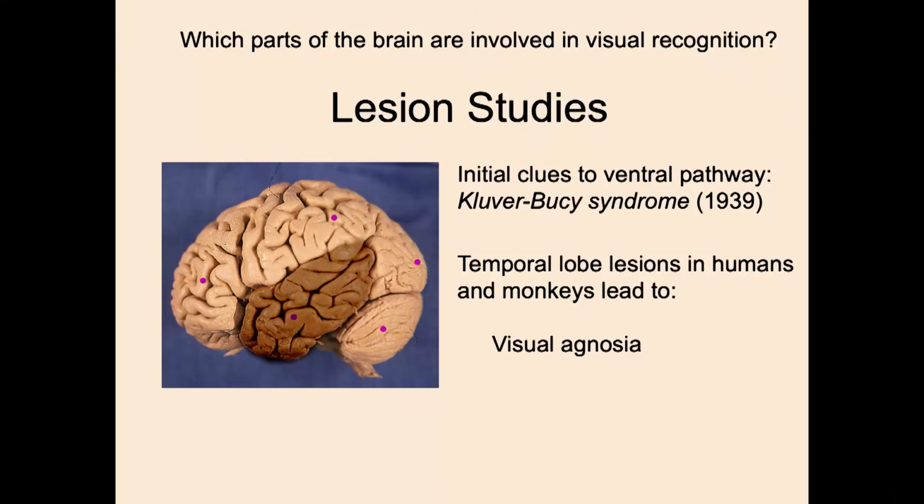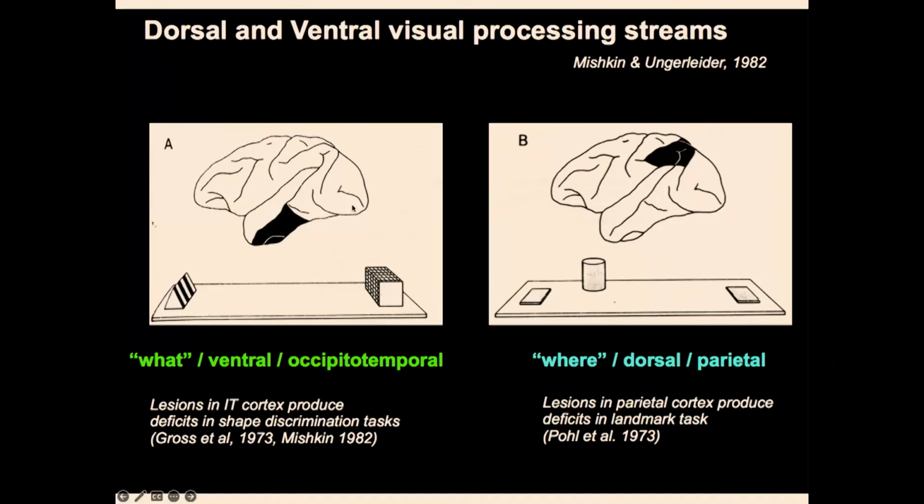If you have damage to the temporal lobe, either in humans or monkeys, it leads to something called visual agnosia, which is the inability to recognize objects. And in monkeys in particular, there are some pretty powerful dissociations between the consequences of lesions to the temporal lobe and lesions to the parietal lobe.